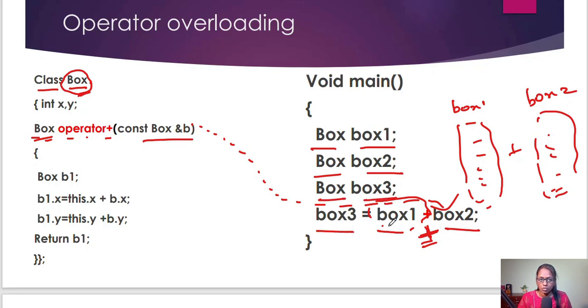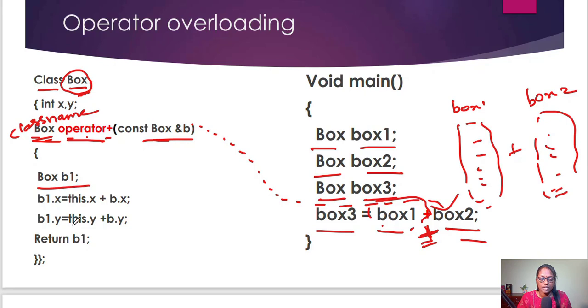So box 3 equal to box 1 plus box 2. What happens? This is called operator overloading. Operator is the keyword, and this is the class name, plus const, the class name, and then ampersand. So this will be indicated by box 2.